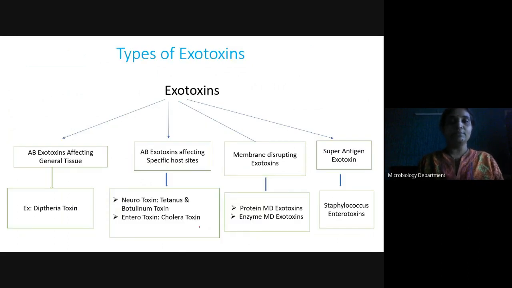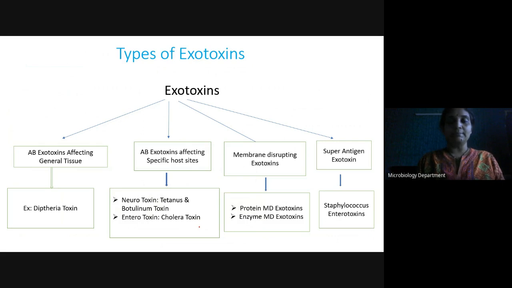And there are different types of exotoxins. AB exotoxins affecting general tissue, that means it affects the host cell completely. Example, diphtheria toxin. And AB exotoxins affecting specific host sites, that means these exotoxins affect a particular part of the host. Neurotoxin and enterotoxin come under this category, and tetanus and botulinum toxins are examples of neurotoxins, and cholera toxin is one example of an enterotoxin that comes under the AB exotoxins affecting specific host sites.